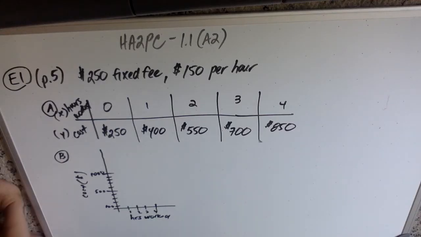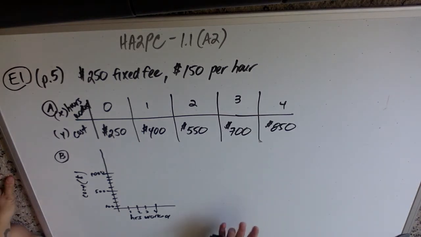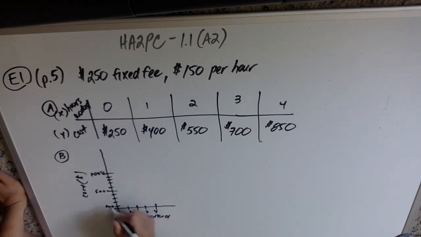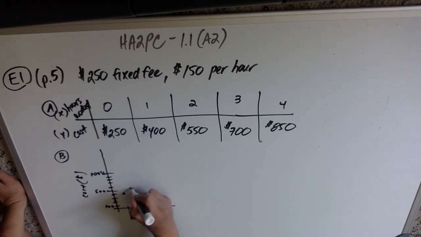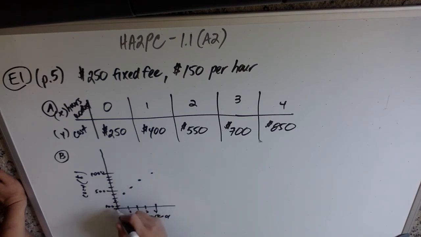All right, we are back to graphing after an interruption by a spam phone call. So I have my independent variable, time, on the x-axis. I have my dependent variable, cost, on the y-axis. I've scaled my axes consistently. So I have a spot at 0 and 250, 1 and 400, 2 and 550, which is sort of in that neighborhood. 3 and 700, which should be about there. And 4 and 850, which should be about there, and then I'm connecting the dots.